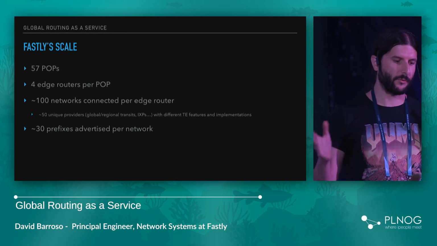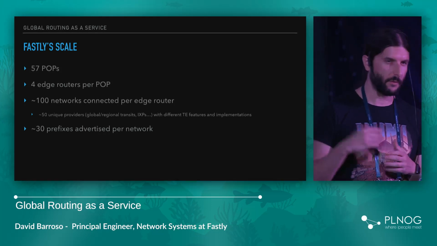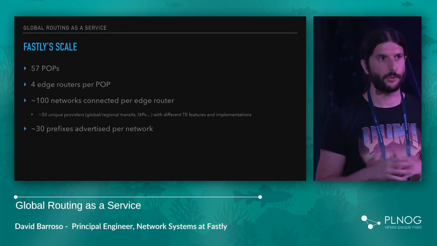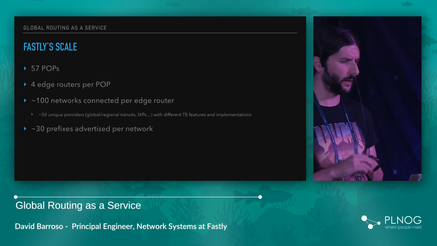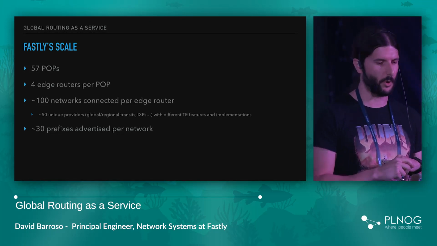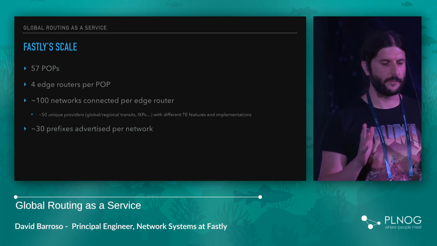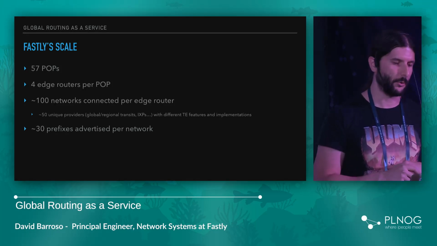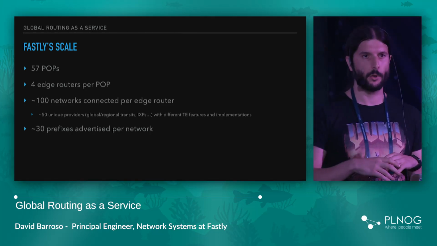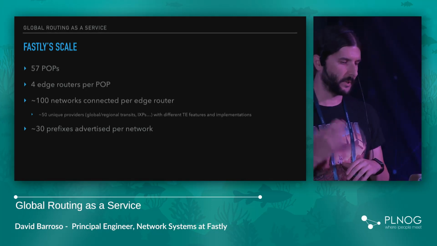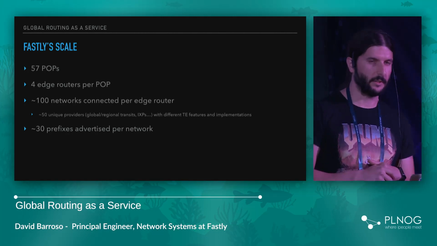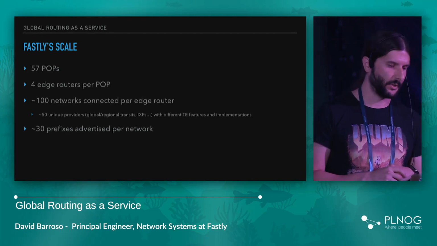So now let's put Fastly's scale into perspective. We have 57 POPs, as I mentioned previously. We have 4 edge routers per POP. Then we have on average around 100 different connected networks per edge router, of which 50 globally may be unique providers. By providers, I mean things like global or regional transits, IXPs, etc. And they all have different TE features and implementation.